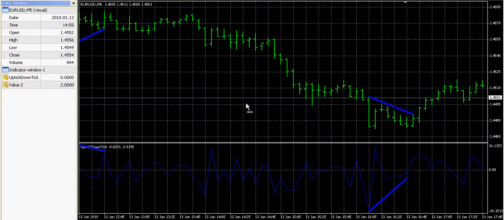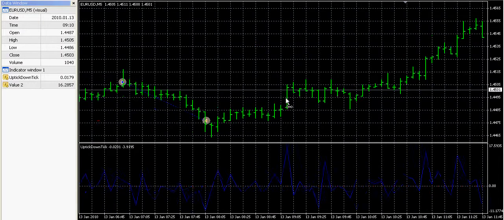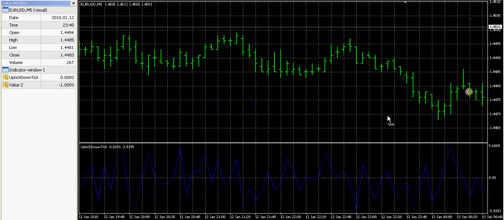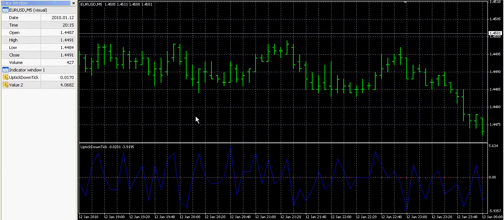So that's it. That's basically how I'd use this indicator at the moment. It's still kind of a work in progress, so it's going to be freely available soon, and I'm going to be updating it as time goes on.